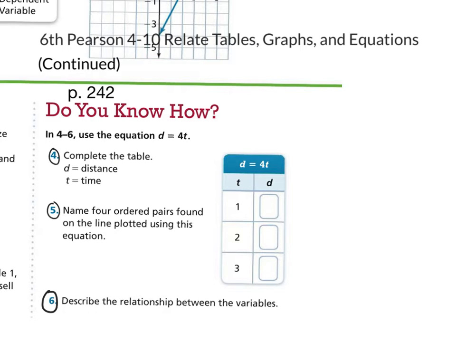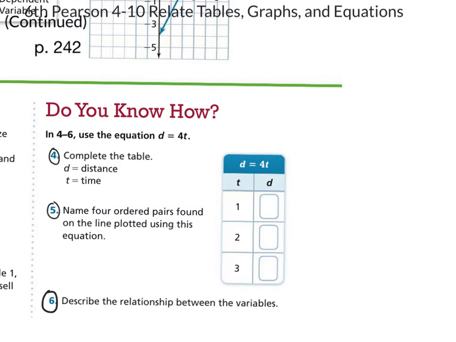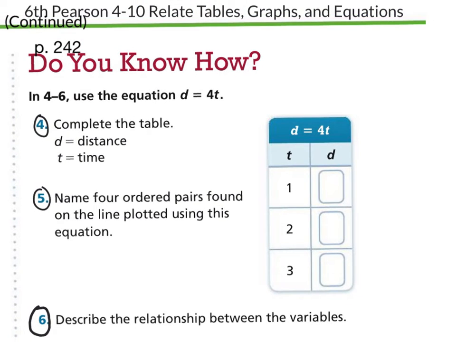D is representing the distance and t is representing the time. So they have given us some numbers that they want us to substitute in place of t. So that's what we're going to do first. If we just take our equation, I'm going to put a 1 in place of the t. So 4 times 1 is 4. So if the time is 1, the distance is 4.